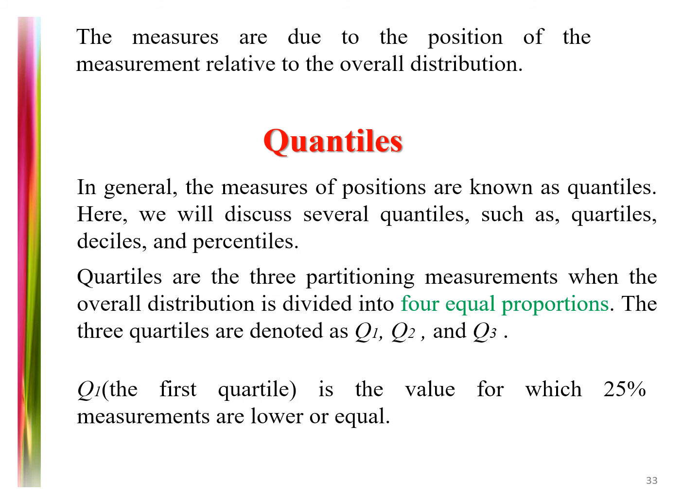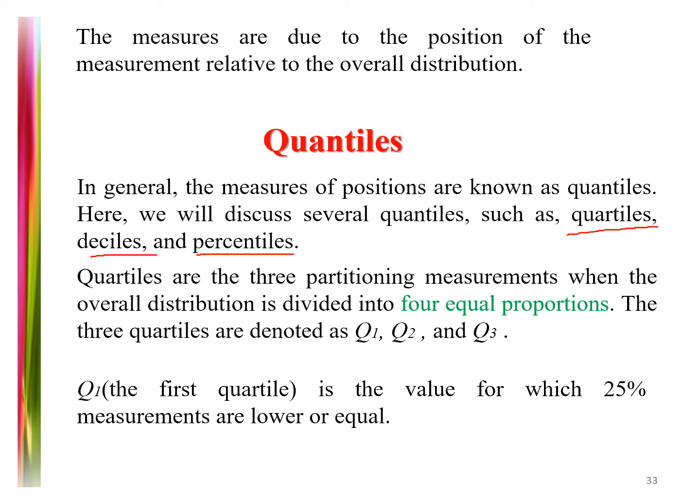Alright, so measures are due to the position of the measurement relative to the overall distribution. In this case, measures of position are sometimes called quantiles in some texts. In general, the measures of position are known as quantiles. Here we will discuss several quantiles such as quartiles, deciles, and percentiles.